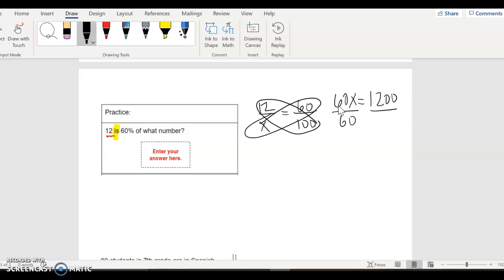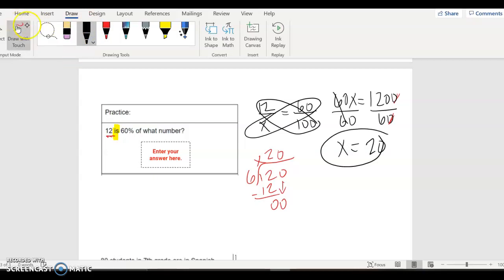To get x by itself, we're going to divide both sides by 60. We can take away 0 from the top and the bottom, but we still have to divide 120 by 6. So 6 will not go into 1, but it will go into 12 2 times. 6 times 2 is 12. Subtract, we have nothing left over. Bring our 0 down. Bring our 0 up. So x equals 20. Good job. X equals 20.